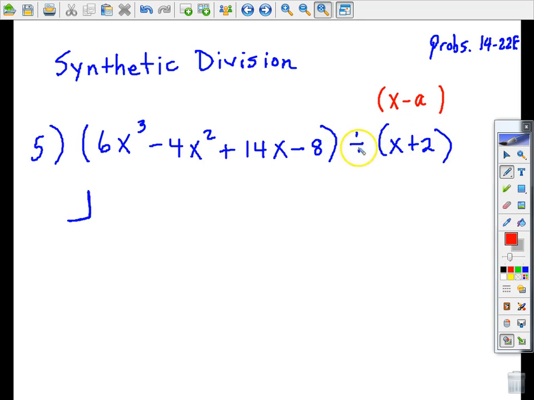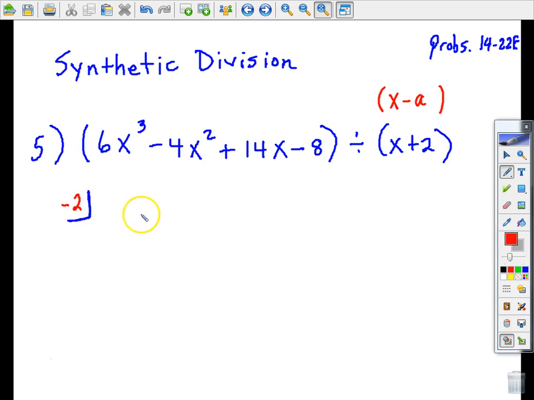When you look at what you're dividing by, it says plus 2, but remember, a should be the number that goes in this little half box, and in this case, a must be negative 2. So you're thinking opposite. Look at the binomial that you're dividing by, and whatever the number is, you're putting the opposite number in what I call the house.